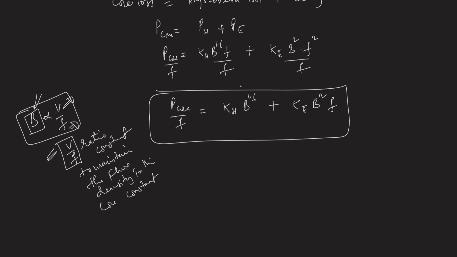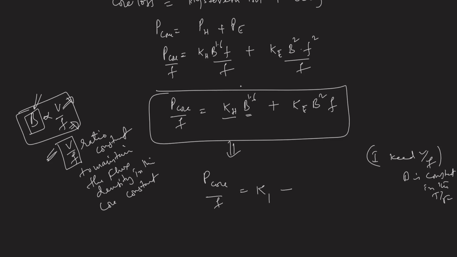So I keep V by F ratio constant always, such that B is constant in the transformer. Then I can reduce this equation to P core by F equals, now B is constant in the core, so this I am expressing by K1. KH and B are constant, so together I am representing this by K1, plus KE and B square, now I am representing it by K2 into F.